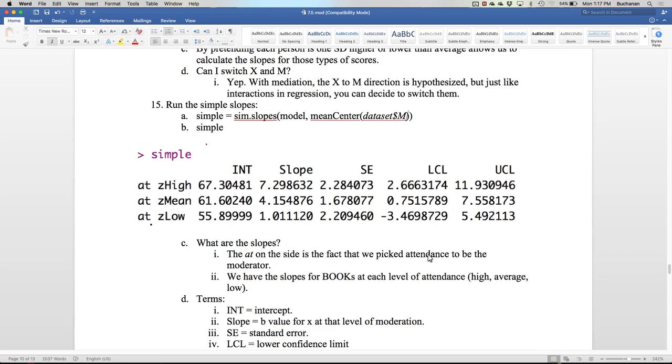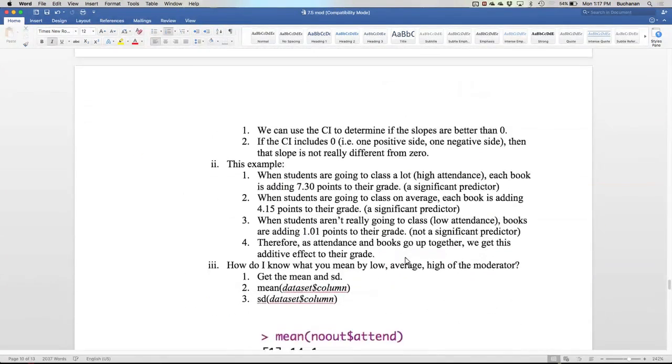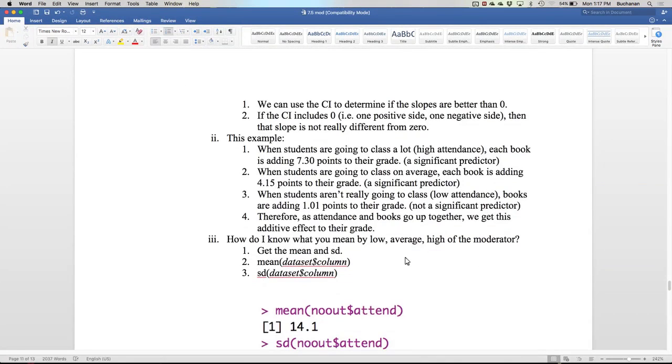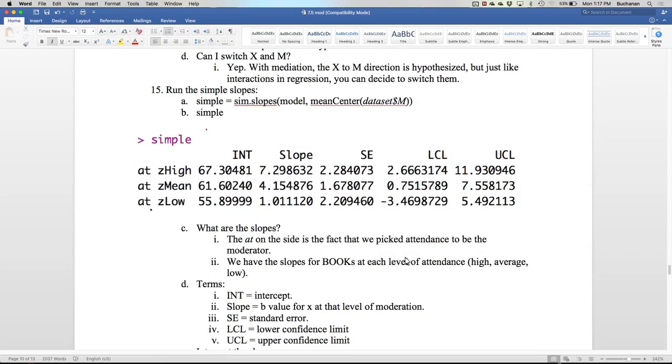Okay, I walked through all of this. What I mean by low levels of attendance, high levels of attendance. Because when you're talking to administrators, that doesn't mean squat, right? Okay, so when you're saying that that's not significant, that would mean that reading books doesn't have an effect when the attendance is low, right? Is that what it's saying?